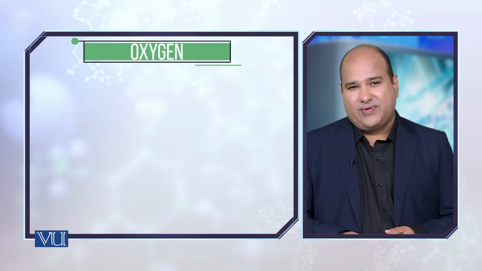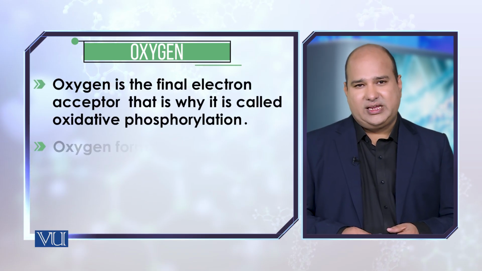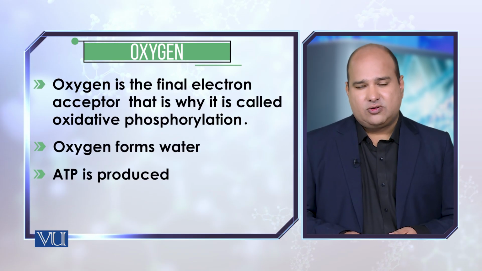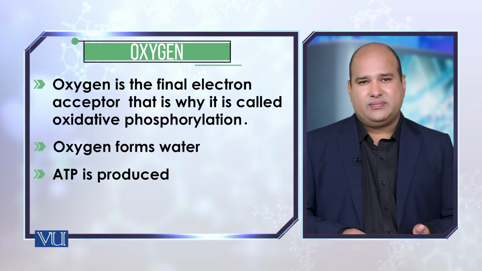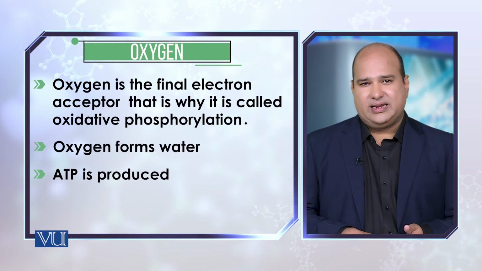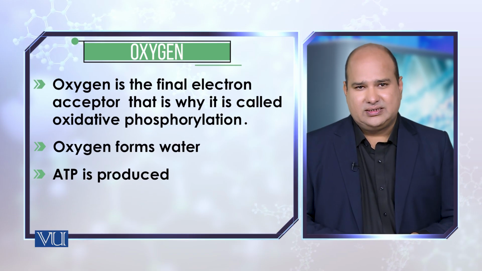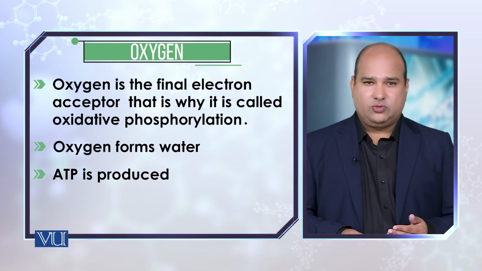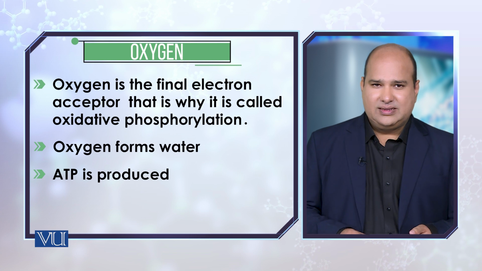Oxygen is the final carrier of the electrons in the electron transport chain. The presence of oxygen is the reason that we also term whatever is happening through the electron transport chain as oxidative phosphorylation. The ATP formation through the electron transport chain, because of the presence of oxygen, is called oxidative phosphorylation.